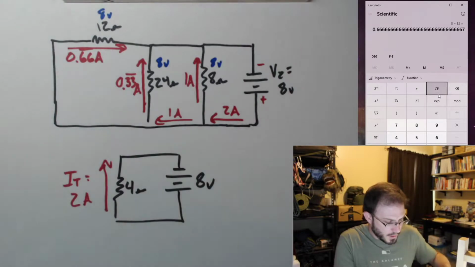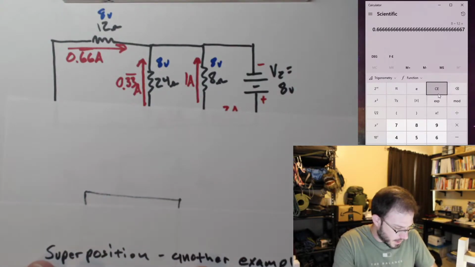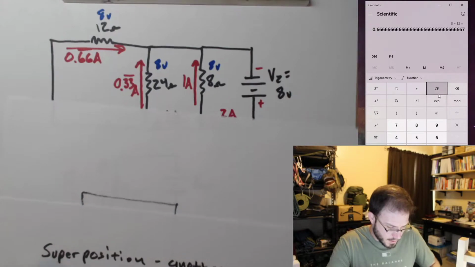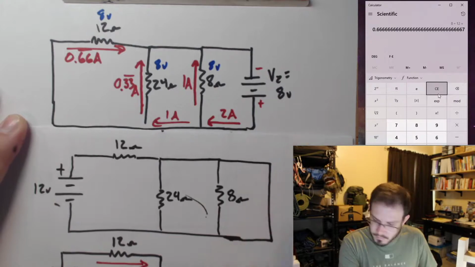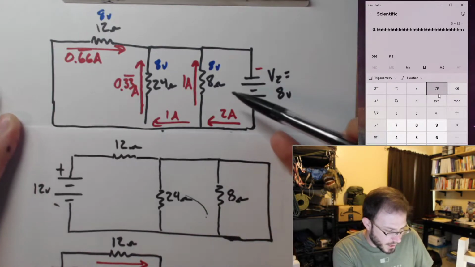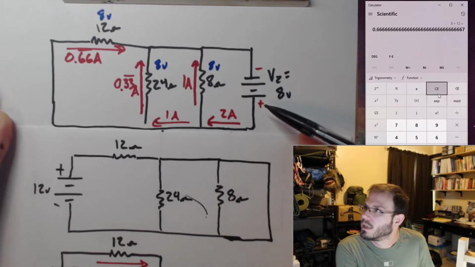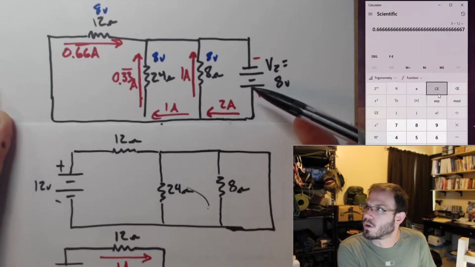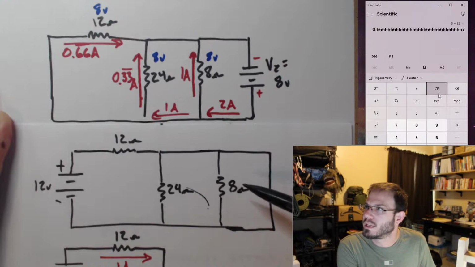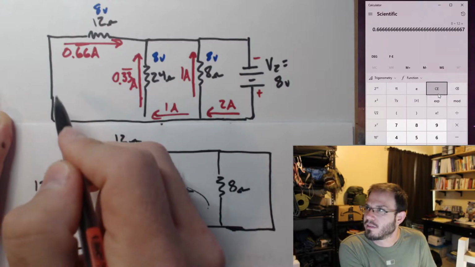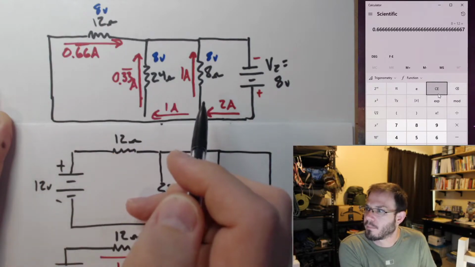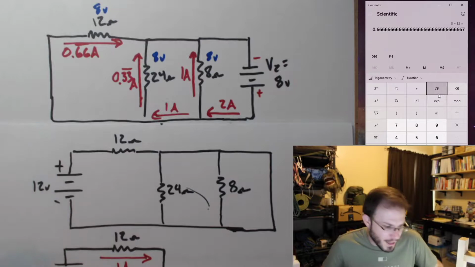Let me put the two reductions right next to each other. Okay, the top one was when we disabled the V1 source. The bottom one was when we disabled the V2 source. V2 left us with a short in parallel with 8 and 24, whereas when we disabled V1, it did not leave us with a short in parallel with anything.